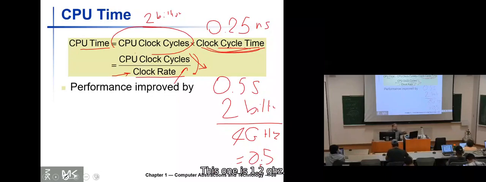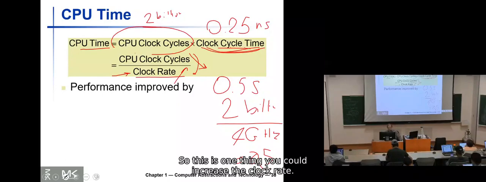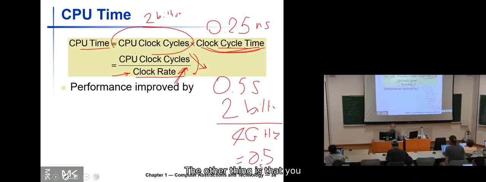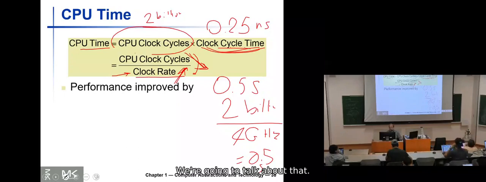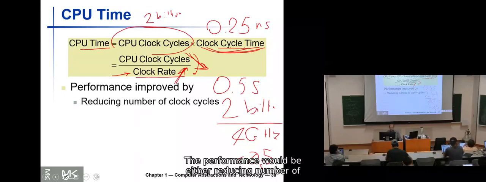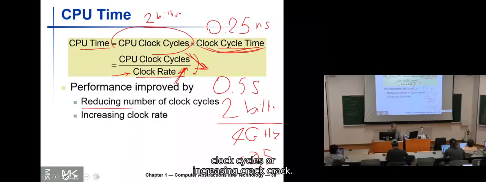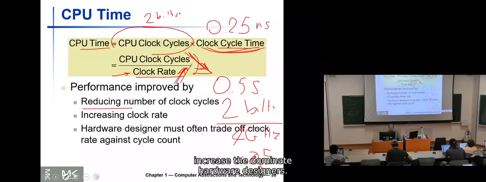This one is 1.2 gigahertz. This one is, for example, 2 gigahertz. So this is one thing. You could increase the clock rate. The other thing is that you decrease the number of clock cycles. So how do we do that? We are going to talk about that. The performance would be either reducing the number of clock cycles or increasing the clock rate. Both of them could work because it is a division. You can decrease the numerator or increase the denominator.